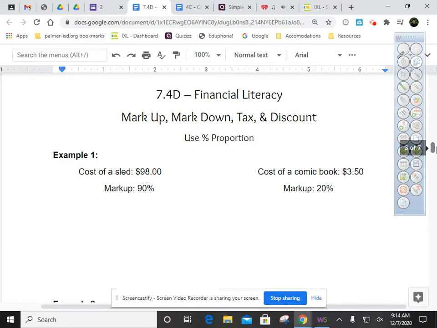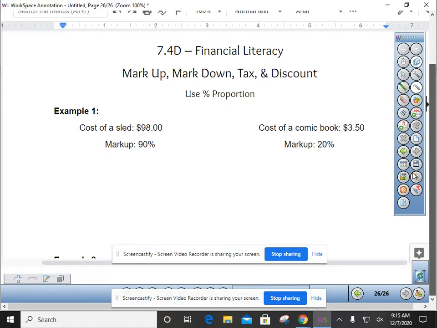Proportion. What if it said, what's the new price? What would you do with a markup? Let's use math words to say raise it up. What would you do? You would add it. So you're going to find the markup using what? A proportion. So let's do that.